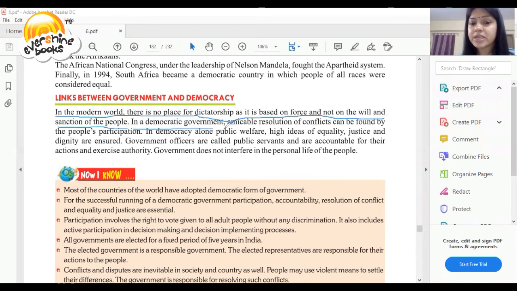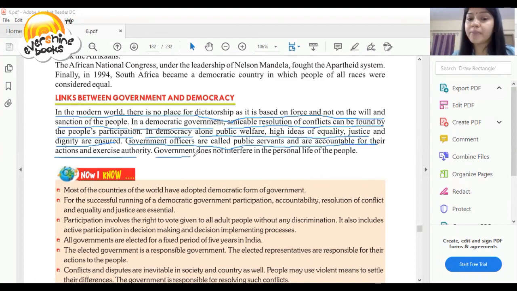In democratic government, amicable resolution of conflicts can be found by the participation of the people. In democracy alone, high ideas of equality, justice and dignity are ensured. So government officers are called public servants. Who are called public servants? Dear student, this is again a very important question. The government officers are called public servants and are accountable for their actions and exercise of authority.